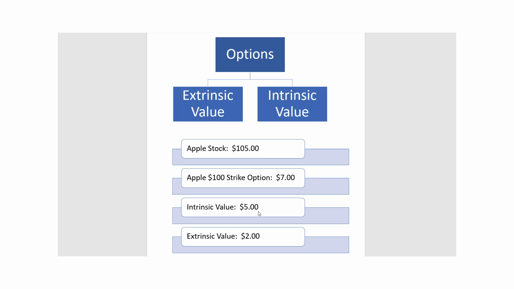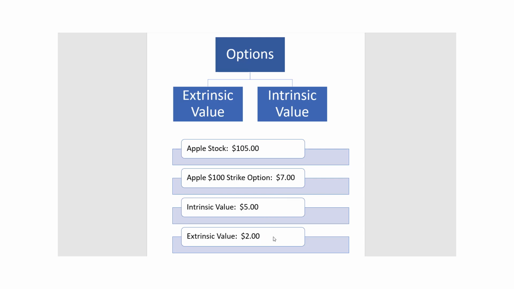So this option has $5 worth of intrinsic value. It's said to be an in-the-money option. Now, if you take the option's price, which in this case is $7, you subtract the intrinsic value, what's left over is the extrinsic value. And in this example, it's $7 minus $5 gives you $2.